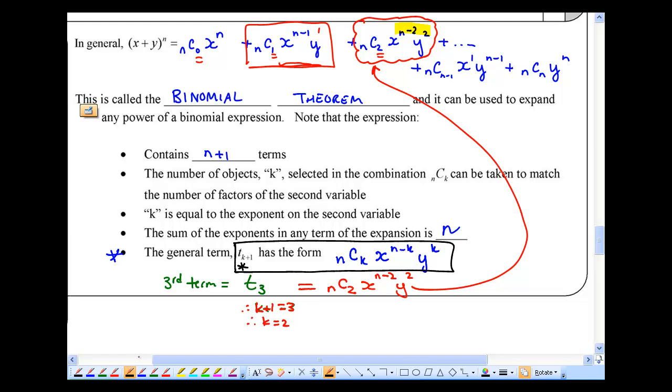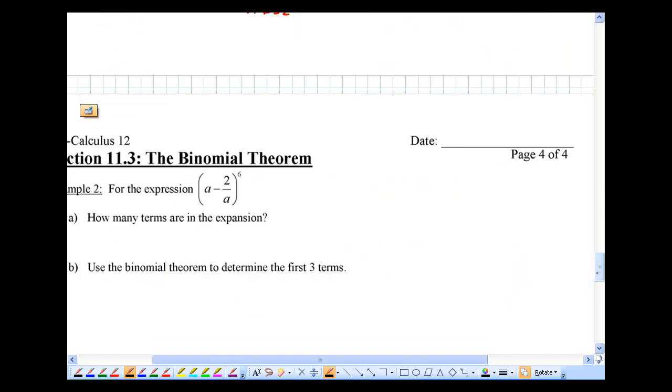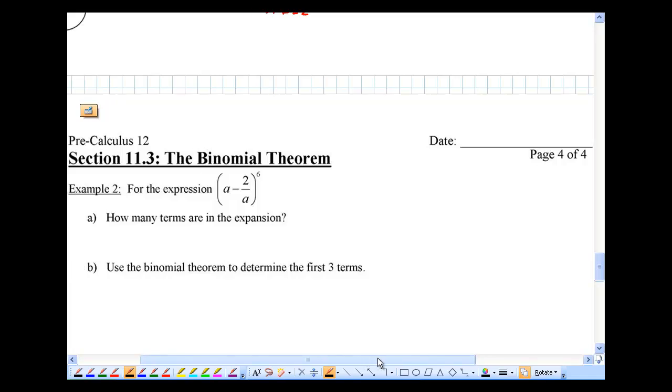Alright. Now, let's just go on to our next examples. We've got example number 2, which I'm going to ask you this. I've got this interesting expression: a minus 2 over a, to the power 6. This is a binomial because there are two terms. So in this case, I'm asking you how many terms are in this expansion. I'm not asking you to expand them all, just how many terms. Because it's raised to the power 6, we know how many terms there are going to be. It's one more, so there must be 7. Right? Done.